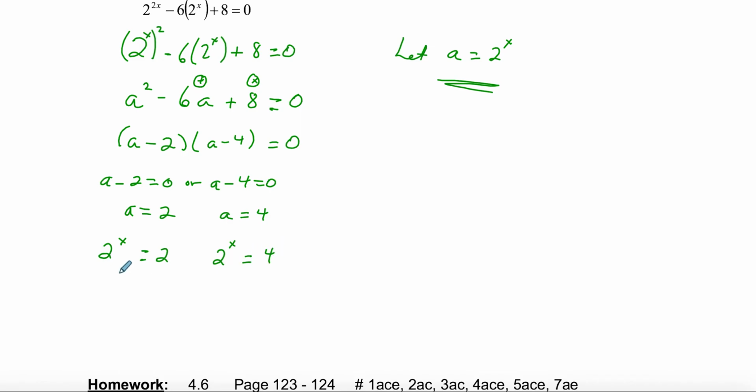And when I do that, now I see, okay, well, 2 to the x, if I have the same base, 2 is the same thing as 2 to the exponent 1. On this side, 4 is the same thing as 2 to the exponent 2. I have the same bases here, so I know that x equals 1 or x equals 2 because I can drop the bases and write just the exponents.